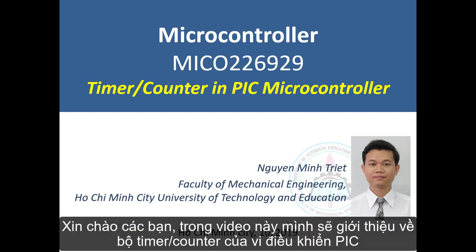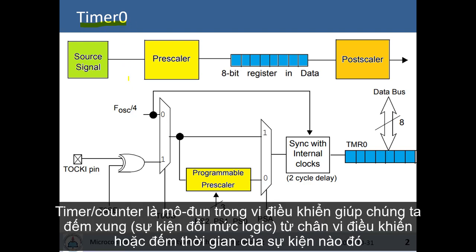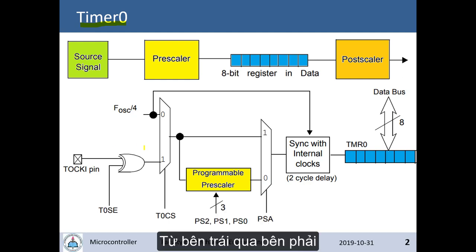In this video, I will introduce to you the counter and timer in PIC microcontrollers. This is a block diagram of Timer 0. In a microcontroller, a timer or counter hardware module helps us count events, or helps us measure the amount of time for an event. In the block diagram, we will see from left to right.